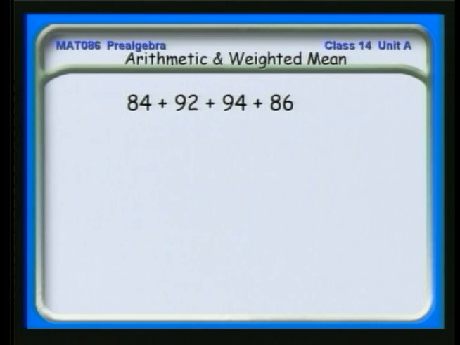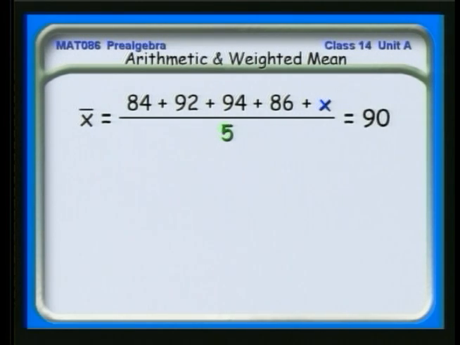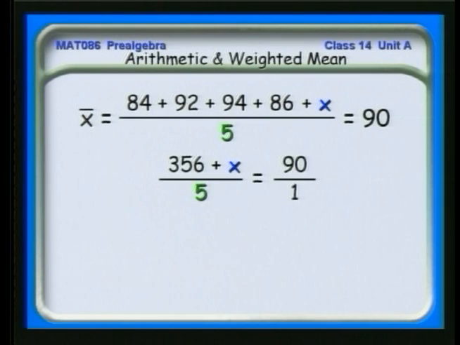First, I add those 4 up, then I include the X. I divide that by 5. Let's simplify that. The 4 numbers added together give me 356 plus X divided by 5 is equal to 90 over 1.